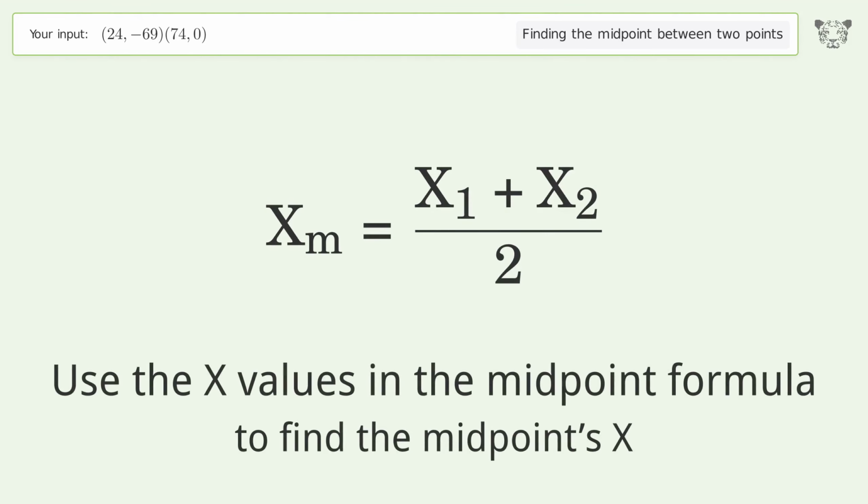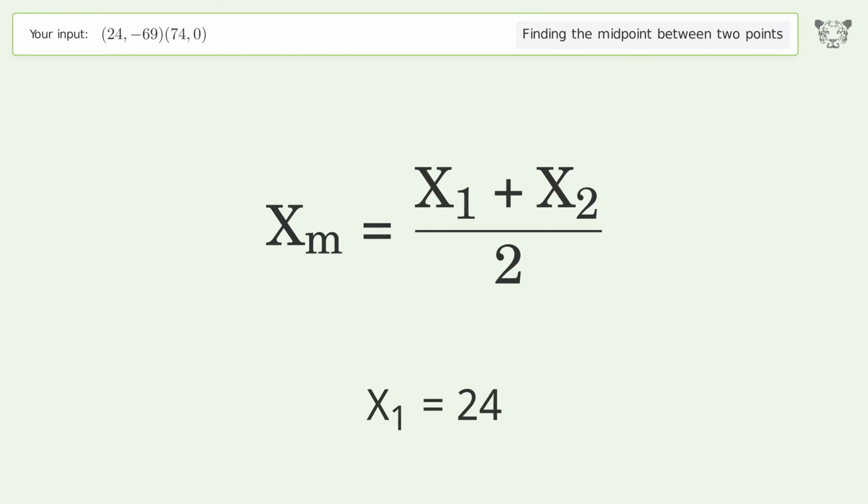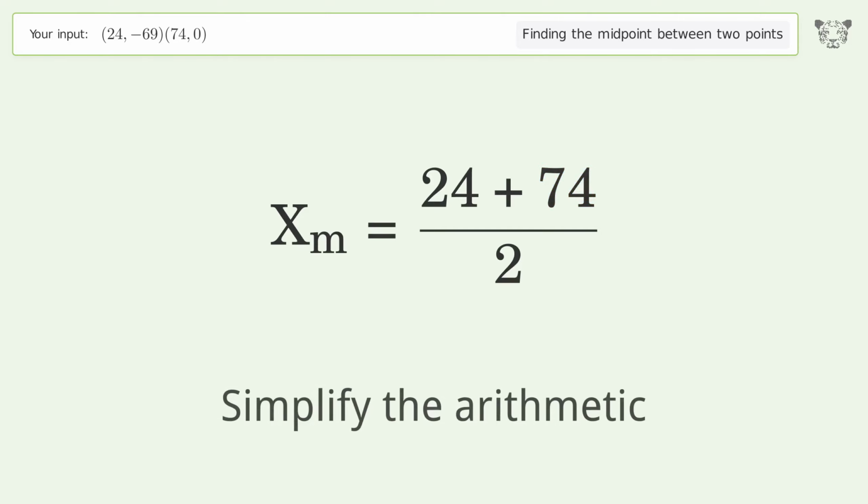Use the x values in the midpoint formula to find the midpoint's x. x1 equals 24. x2 equals 74. Simplify the arithmetic.